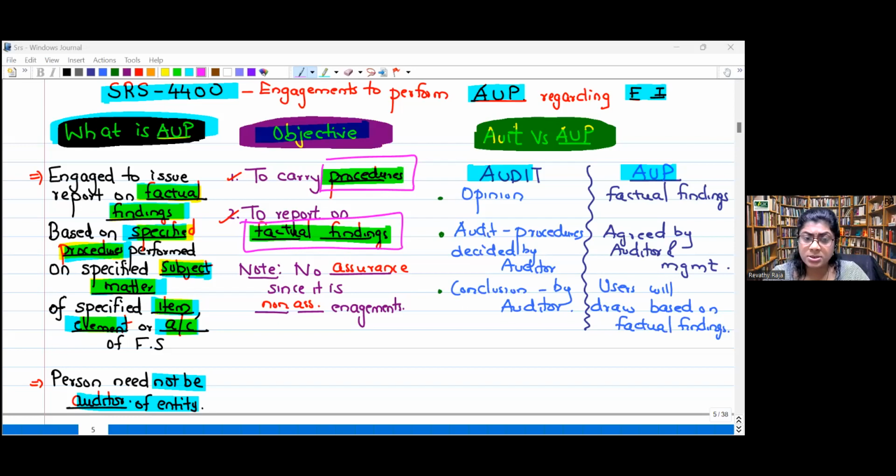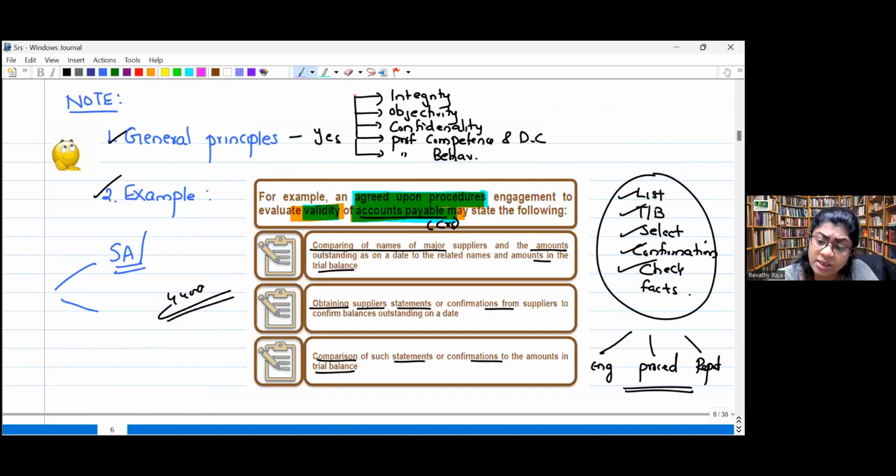All going fine? Okay. So the standard, we said, do you need to comply with general principles? The answer is, general principles have to be complied with, including threats, you have to see. You remember the trade payables example, accounts payable, creditors: you obtain a list. Practically think, the list you obtained, you compared with the trial balance, select the sample, confirmation. From that, check and give the facts.